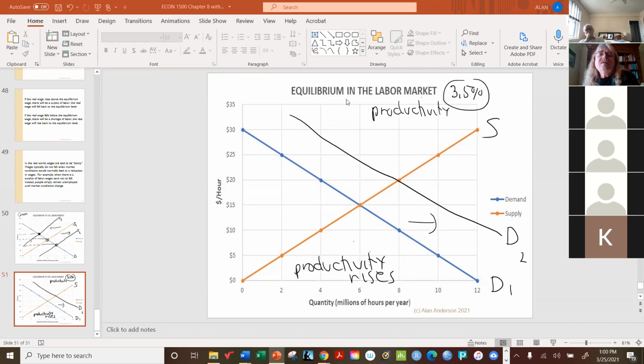But sometimes we go through periods in history where productivity can actually shrink or at least grow more slowly. And when that happens, the demand curve would tend to shift to the left. Okay, so productivity increases represent this increase. If I shift the demand curve to the left, that could very well be due to lower productivity.